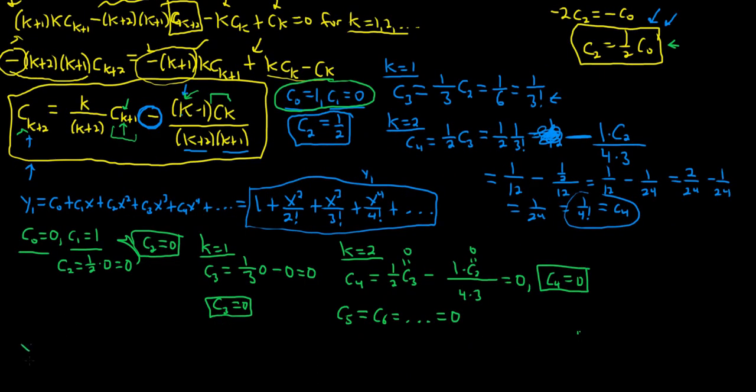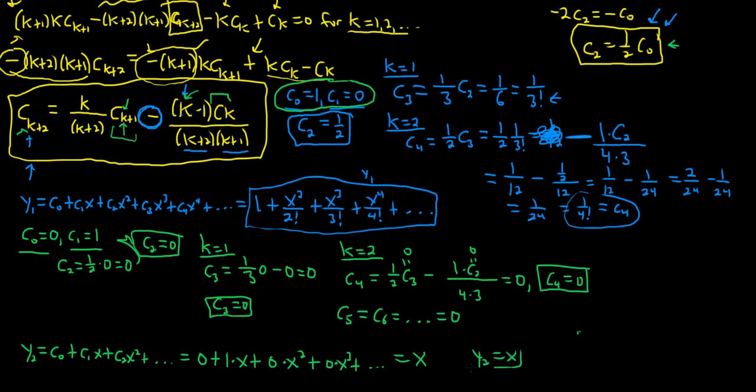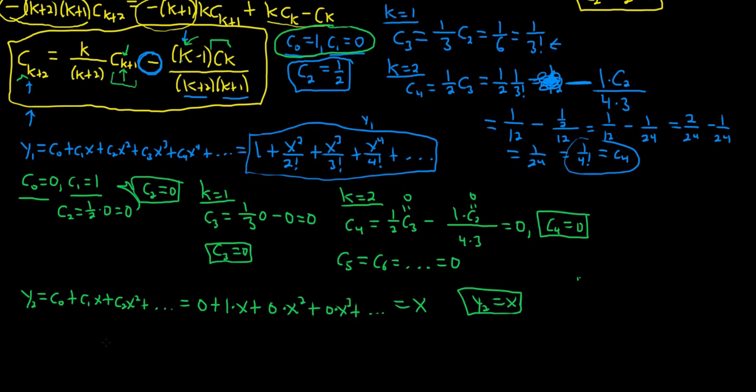So Y2, writing it out the long way, is C0 plus C1x plus C2x squared plus etc. So C0 is 0, C1 is 1, so we get 0 plus 1 times x plus 0 times x squared plus 0 times x cubed plus dot dot dot. So we just get x. So y sub 2 is just equal to x. That's super awesome.